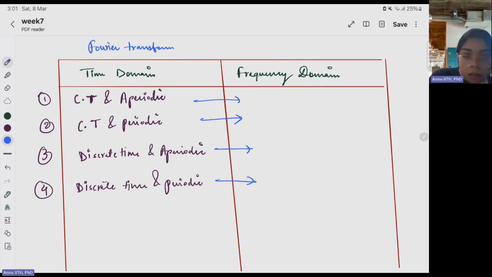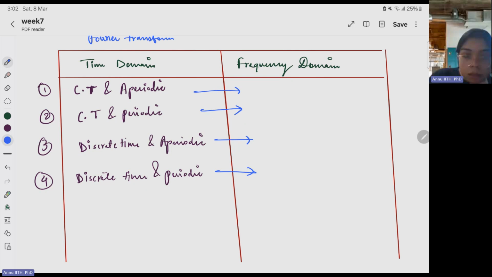So if we have a continuous time and aperiodic signal in the time domain, it will transform to the frequency domain, definitely, where we have this omega. So which type of Fourier transform will we use here? Here we will use the CTFT, the continuous time Fourier transform.